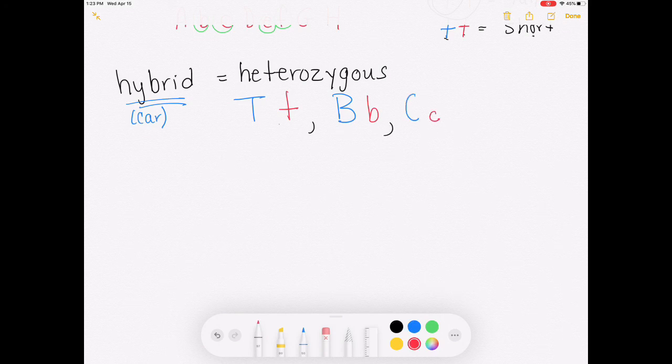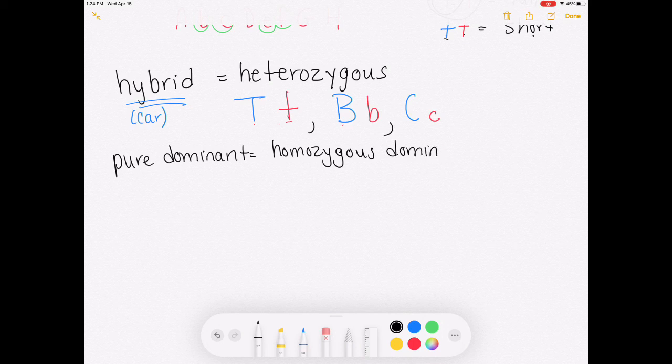What I want you to notice, though, is that if I'm using T's, it's both T's. B's, both B's, both C's. I'm not using big C, little c. It's the same letter. Now, that's hybrid. It's a mix. Now we have pure dominant, which means the same thing as homozygous dominant.